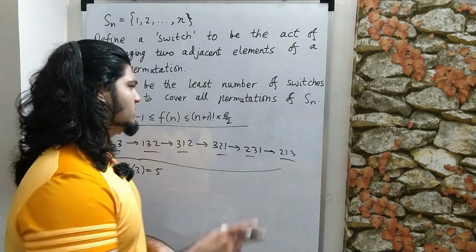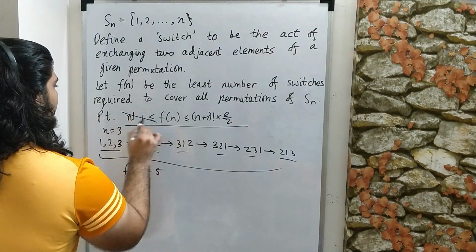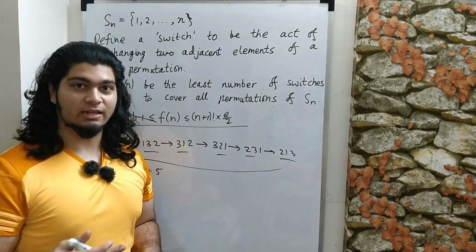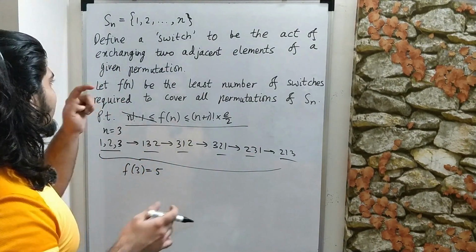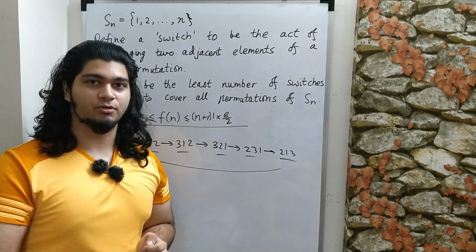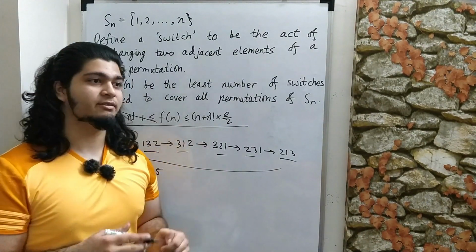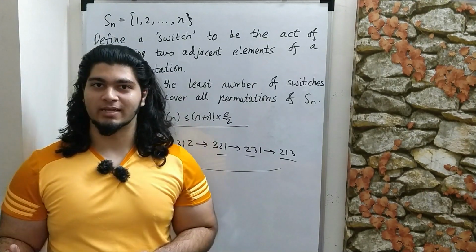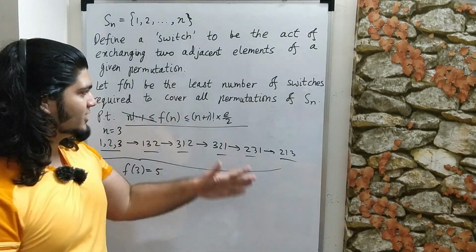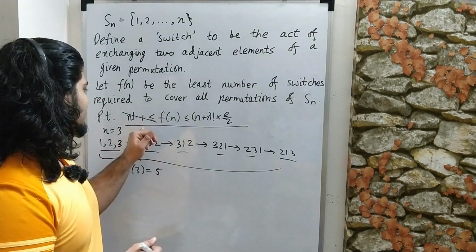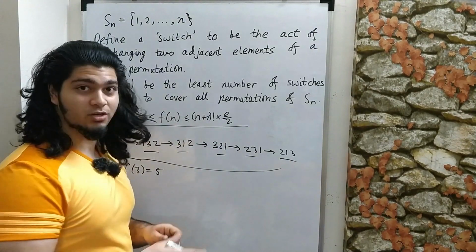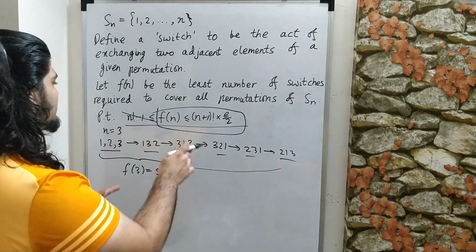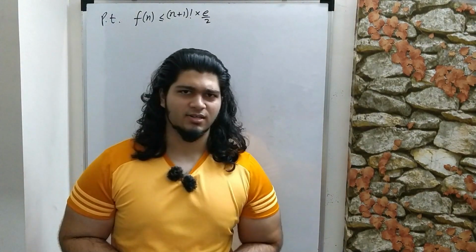So firstly, notice that this part is actually unnecessary, because f of n has to be greater than or equal to n factorial minus 1, because a switch is basically a transition from one permutation to another permutation, and since we have n factorial total permutations, we'll have to perform at least n factorial minus 1 transitions to cover all of them. So this part is actually trivial. The main juice of the question is in proving this part, so this is what we are going to be focusing on. Okay, so now let's get started.